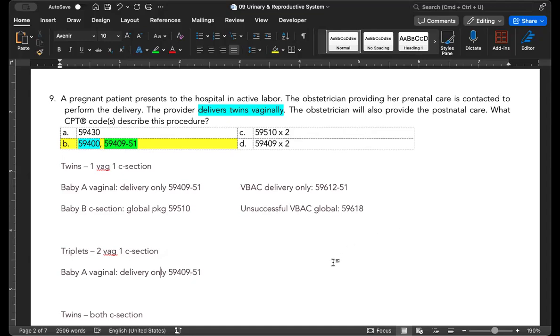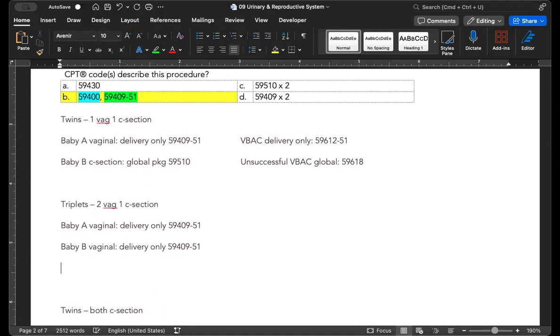Okay. We have baby B. That's a vaginal. We're going to do again delivery only, 59409 with another 51, because we can bill for the vaginal deliveries for each of the multiples. And then we would have baby C, which is the C-section.